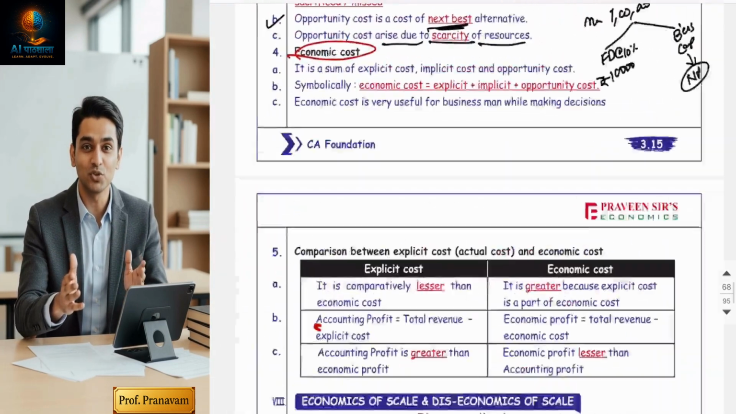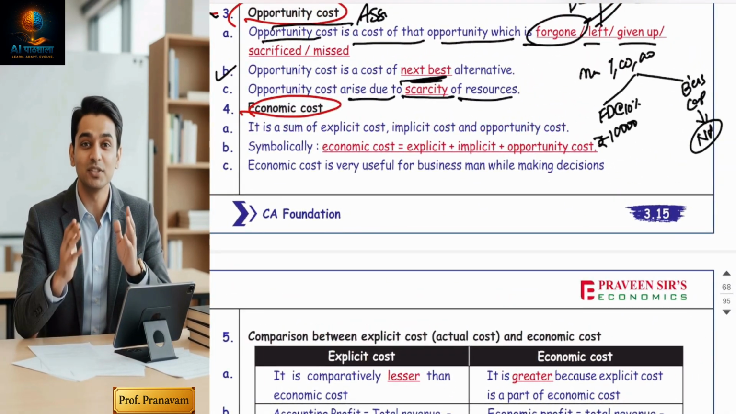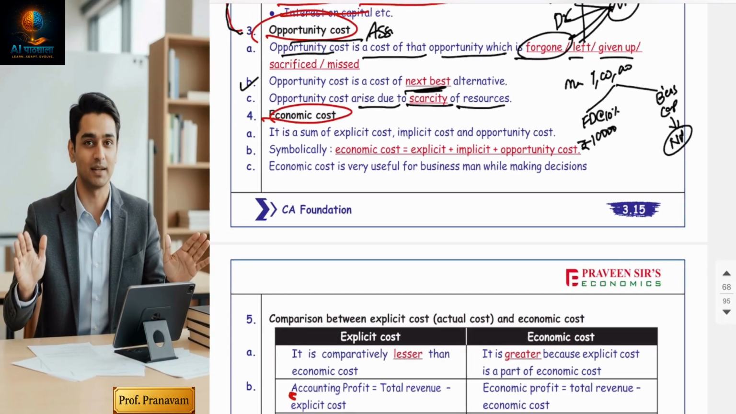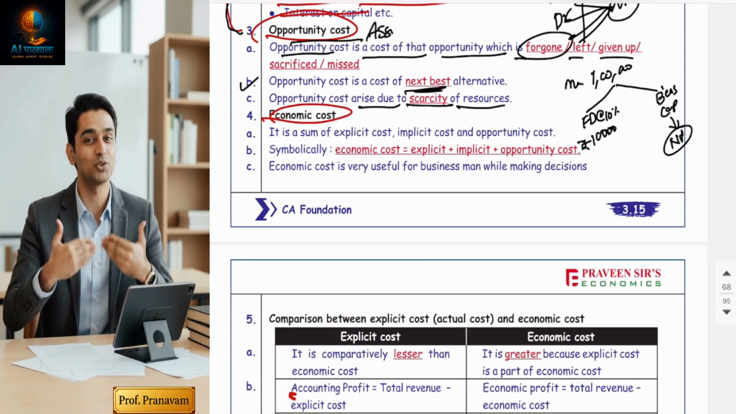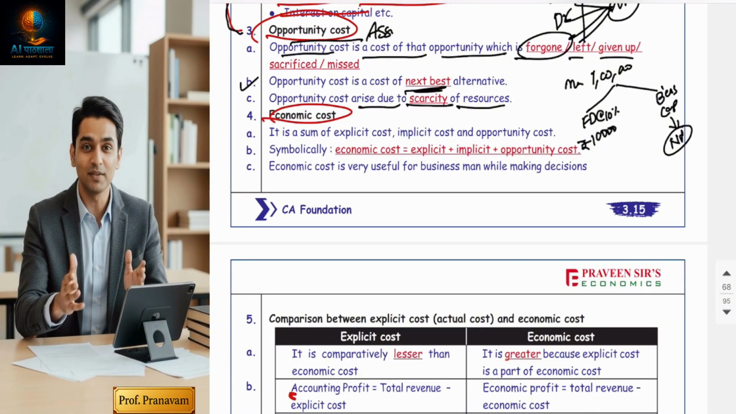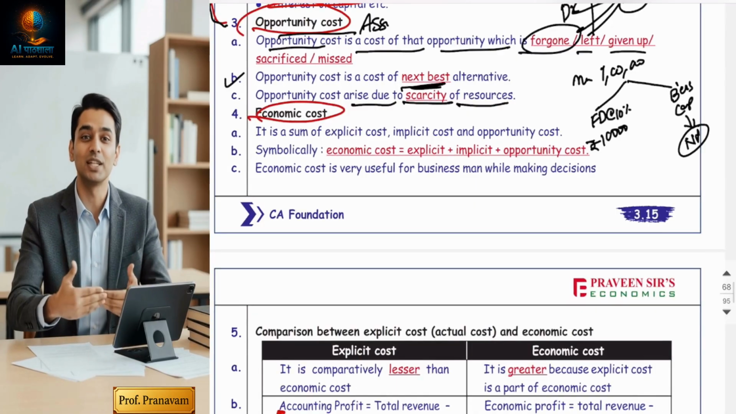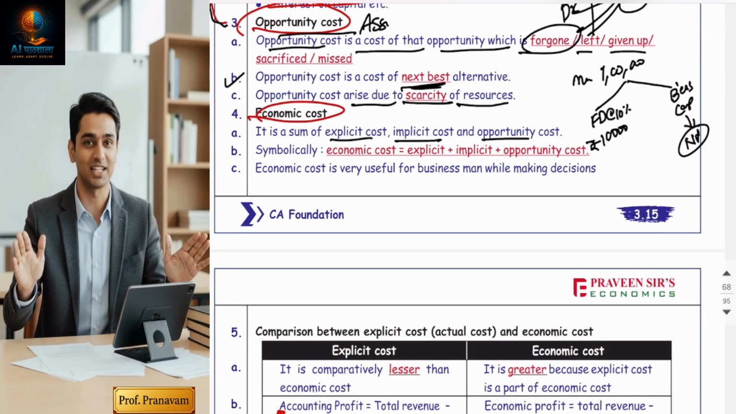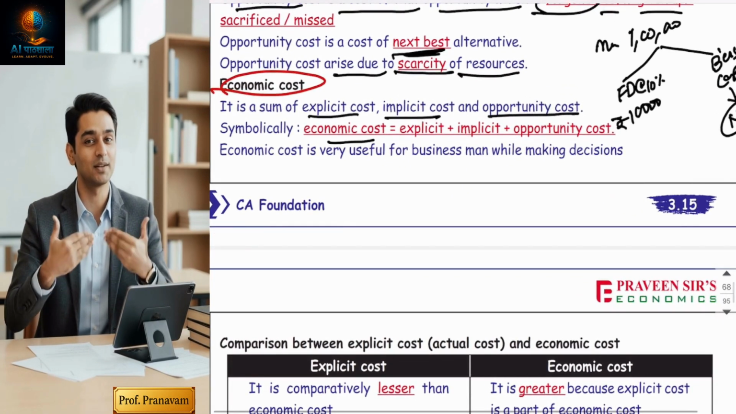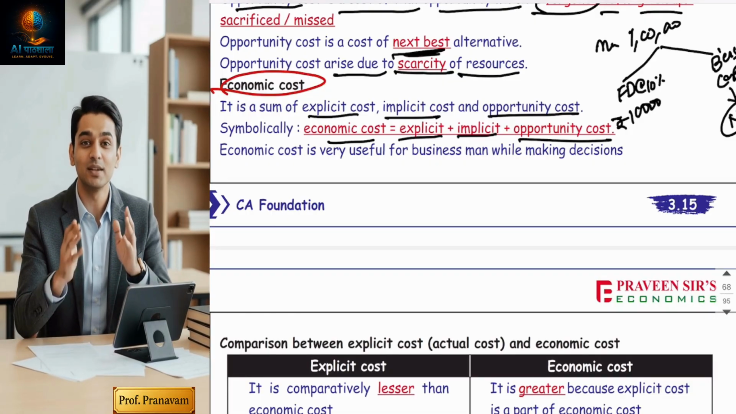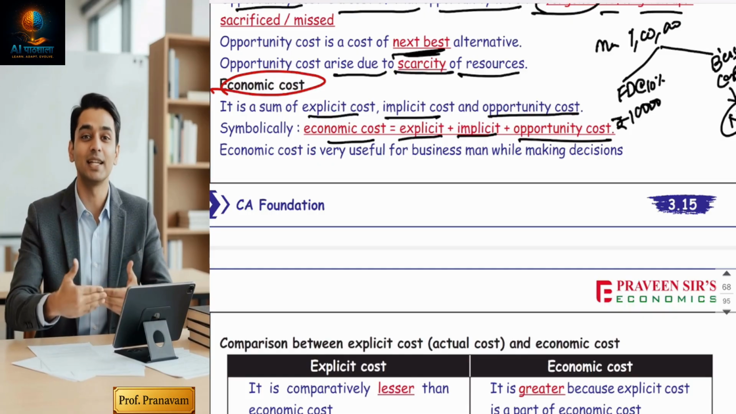Okay, the last point is economic cost. Sir, now what is economic cost? Friends, economic cost means the sum of all three. Economic cost is a broader concept than explicit, implicit and opportunity cost, because it is the sum of explicit cost, implicit cost and opportunity cost. So the formula of economic cost is explicit plus implicit plus opportunity cost. If you add all three costs, it becomes economic cost.